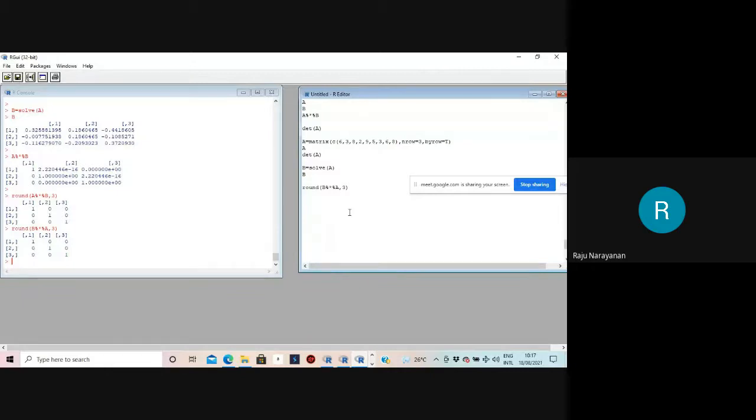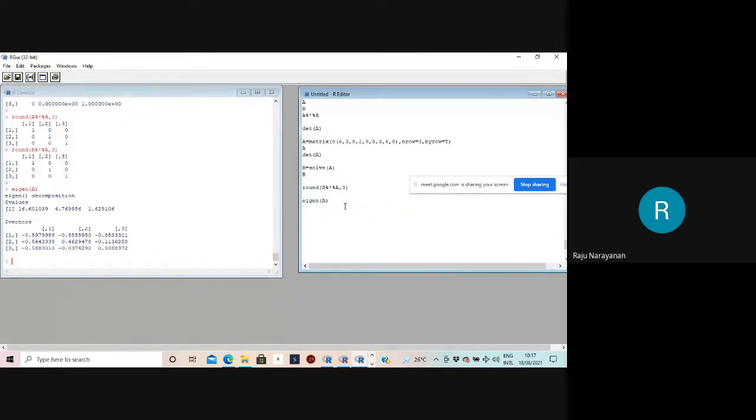Okay. Now, eigen A. In physics, in statistics, I don't know about other subjects. Okay, you are getting a bonus. It is giving eigenvalues as well as eigenvectors.